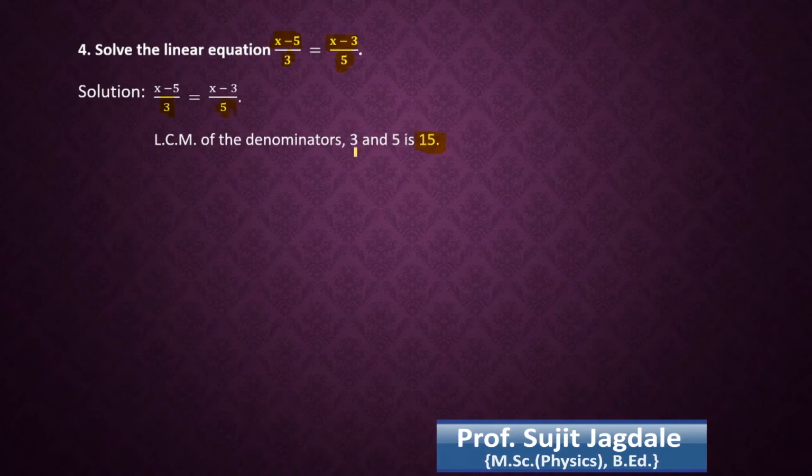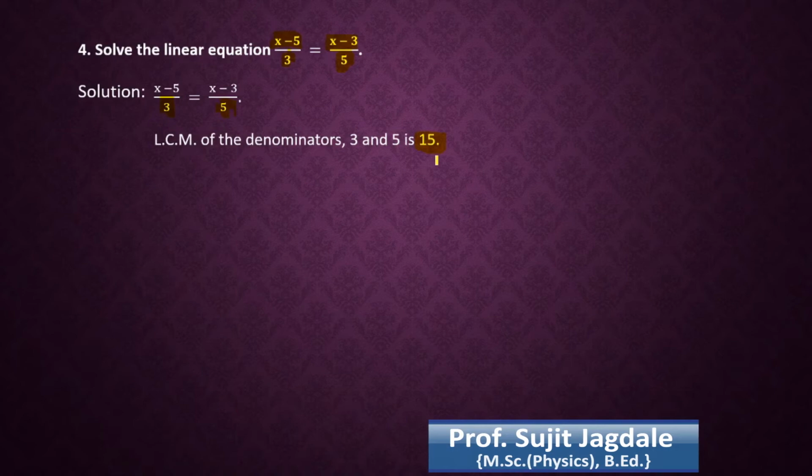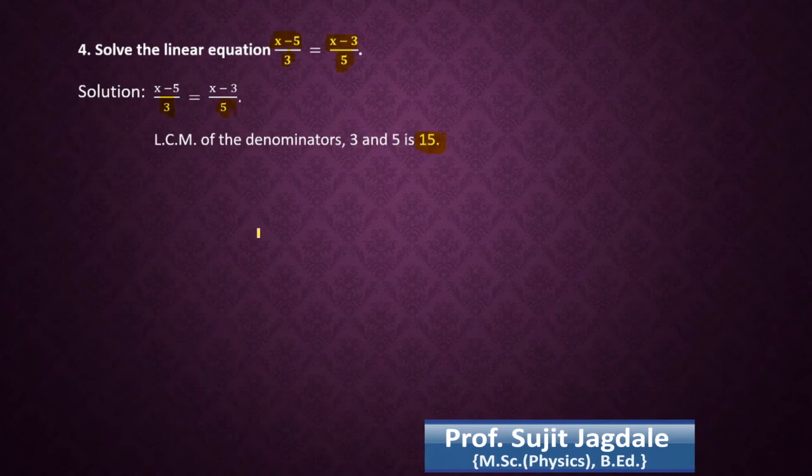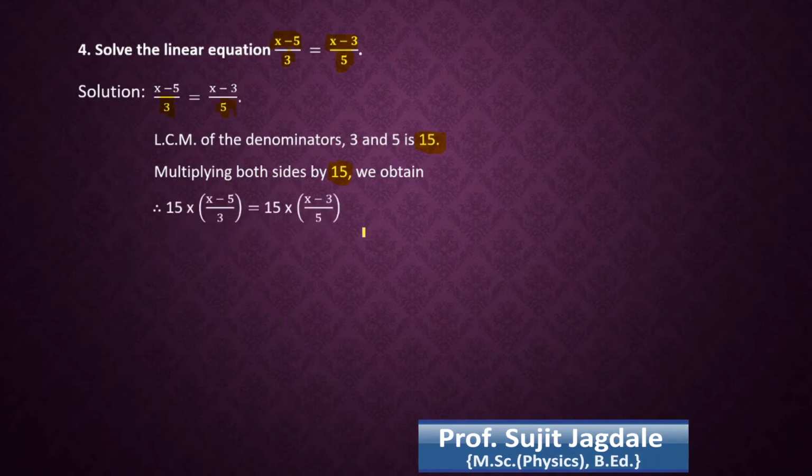In case of only two denominators, you just have to multiply them, and that will be the LCM. That means 3 and 5 are the only two denominators, so we directly take the product of 3 and 5, and that is going to be the LCM. So here 3 5s are 15. Now the next step is that we have to multiply by that LCM only. So we are going to multiply by 15 both sides.